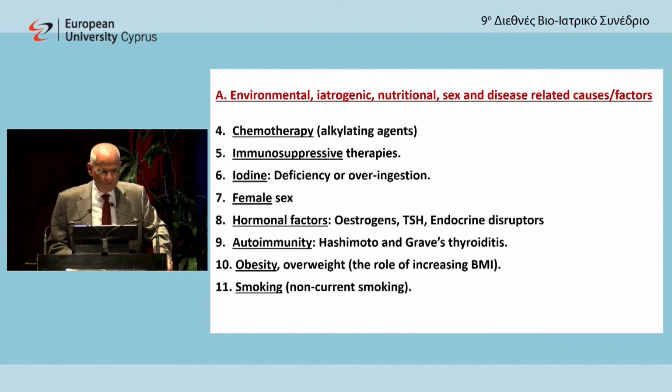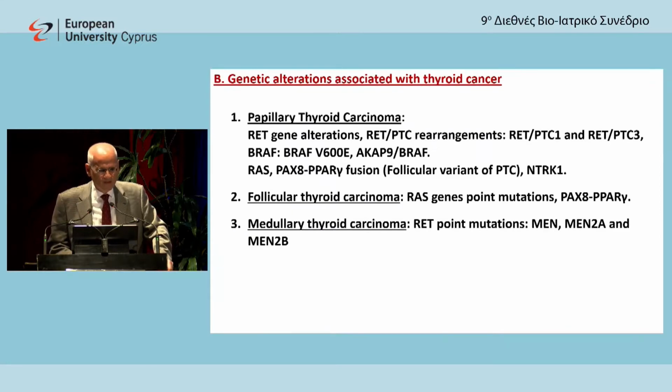Persons who suffer from autoimmune diseases such as Hashimoto's and Graves'. Obesity is very important as a risk factor. It is well known that obesity is now associated with more than 8 kinds of cancers, including thyroid, and smoking, especially non-carnal smoking.